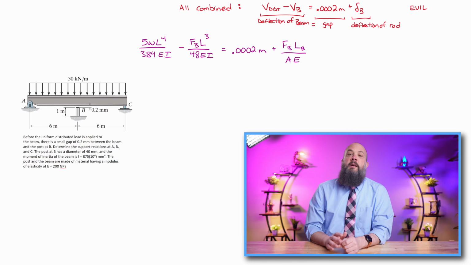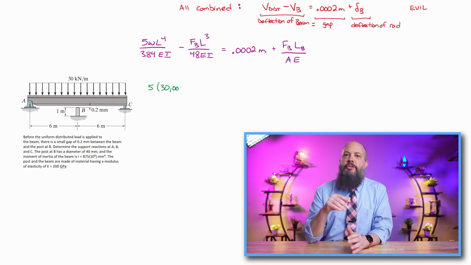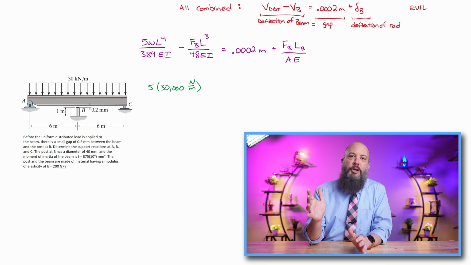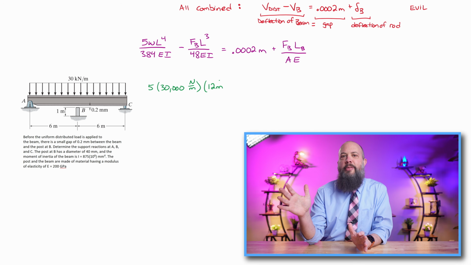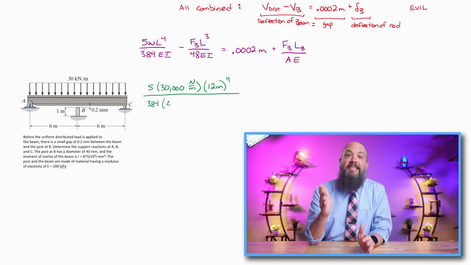But at least the E's are going to be the same since we were given that the materials are the same for both. So start plugging in numbers. We've got our 30 kilonewtons per meter, so I'm converting to 30,000 newtons. 12 meters is the length. E, 200 times 10 to the 9th Pascal.